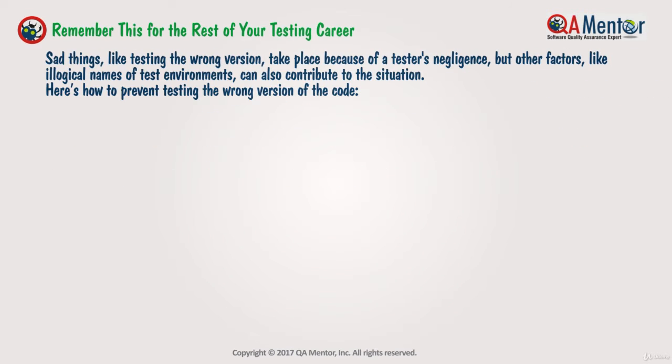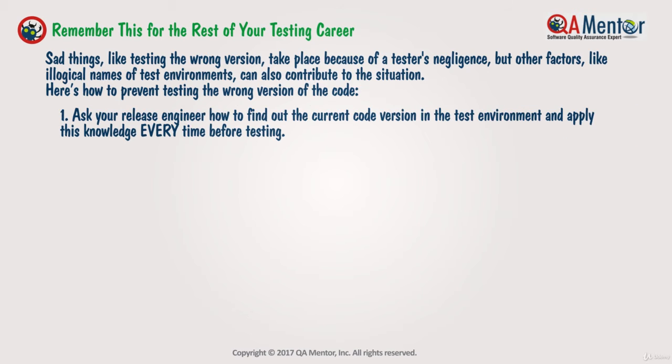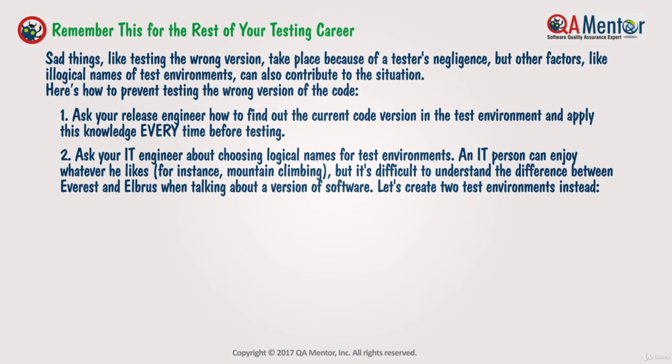As you can see, negligence in checking the version of the code to be tested can have very negative consequences. Sad things like testing the wrong version take place because of a tester's negligence, but other factors like illogical names of test environments can also contribute to the situation. Here's how to prevent this. 1. Ask your release engineer how to find out the current code version in the test environment and apply this knowledge every time before testing. 2. Ask your IT engineer about choosing logical names for test environments.